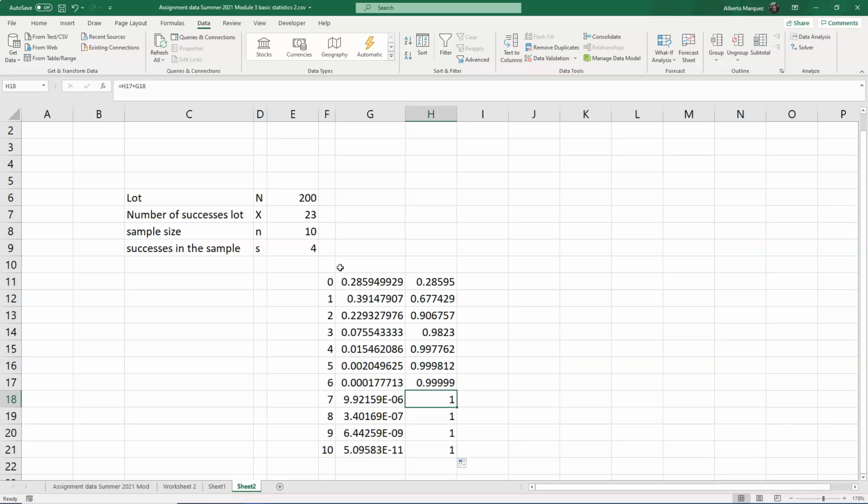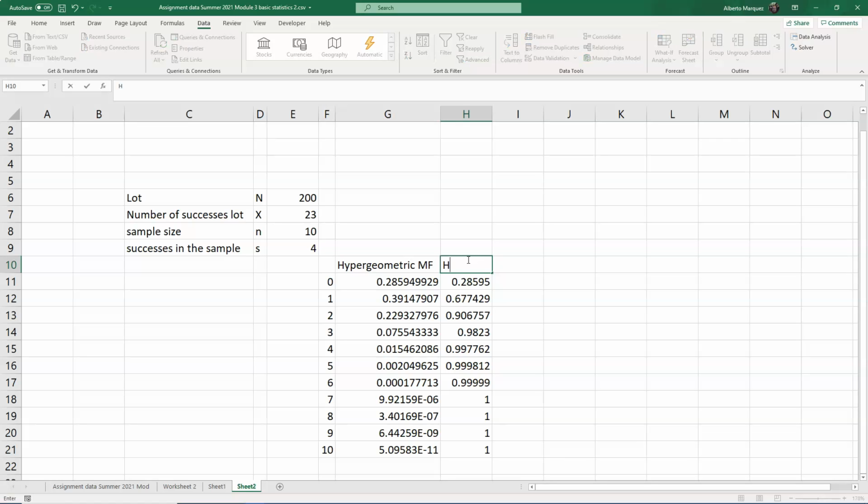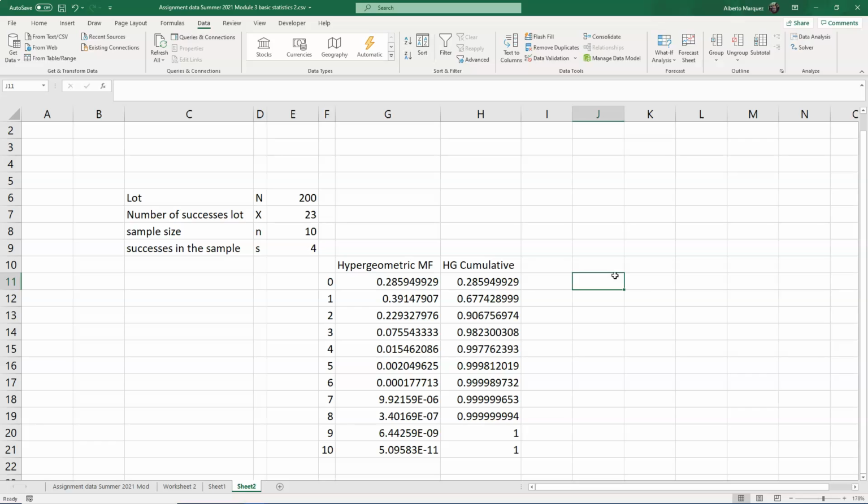Now this would be the hypergeometric mass function, and then this is the hypergeometric cumulative. I'm gonna just type hypergeometric. Very good. So the question is, how do we compare now with the binomial?